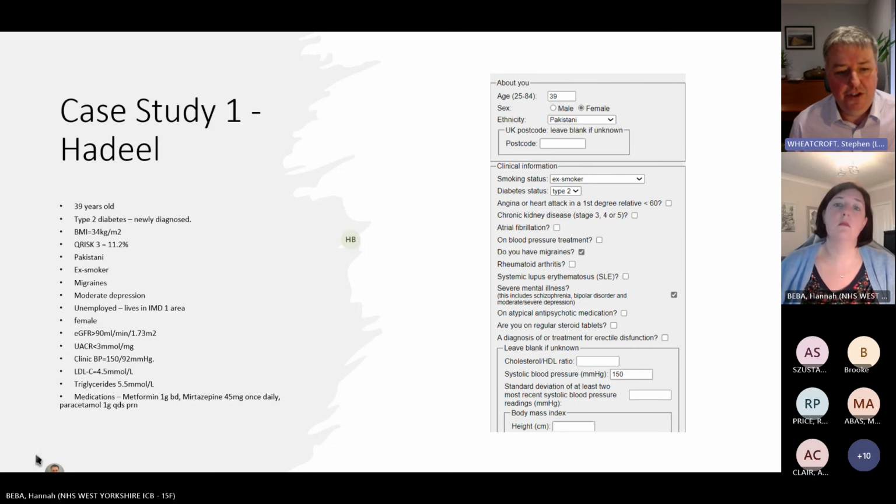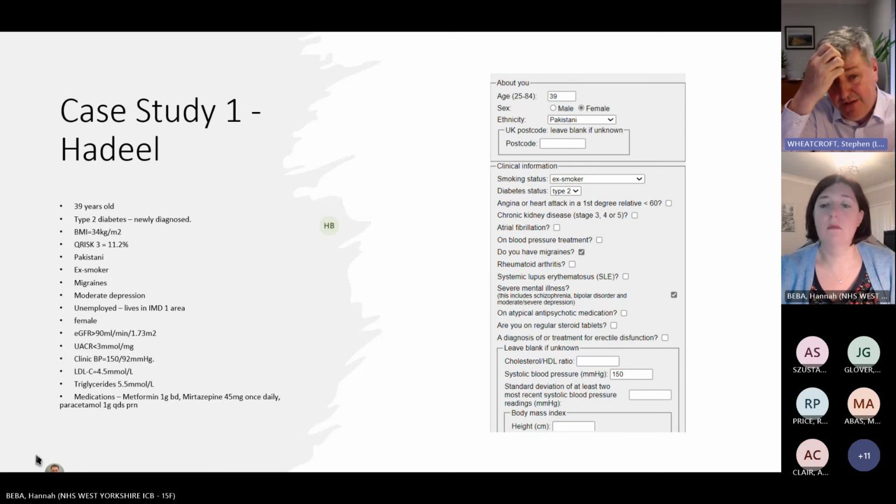Luckily, currently, her kidney function is good. Blood pressure in clinic was elevated, 150/92. And you can see there her lipid profile at baseline with an LDL cholesterol of 4.5 and triglycerides of 5.5. So not ideal, and we need to pick up on these factors and what we can do to improve her long-term outcome. So she is someone who will be at future risk of cardiovascular disease and CKD if we don't act and reduce the risk of those conditions.